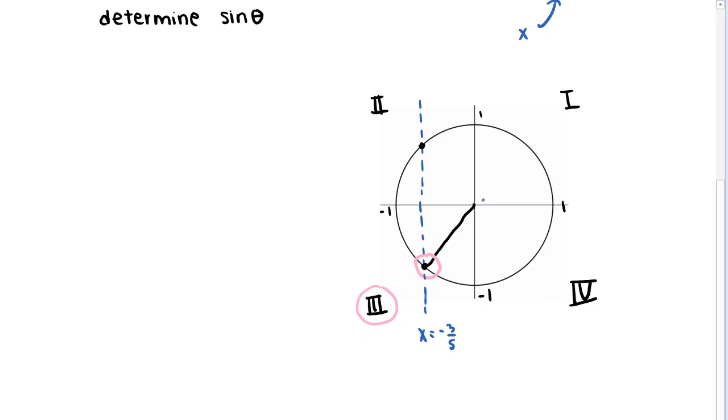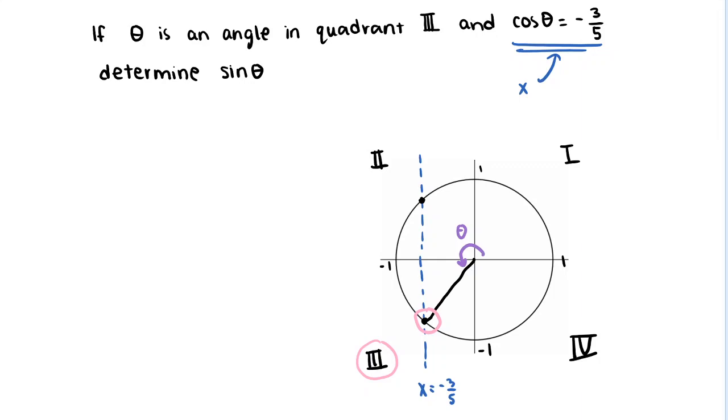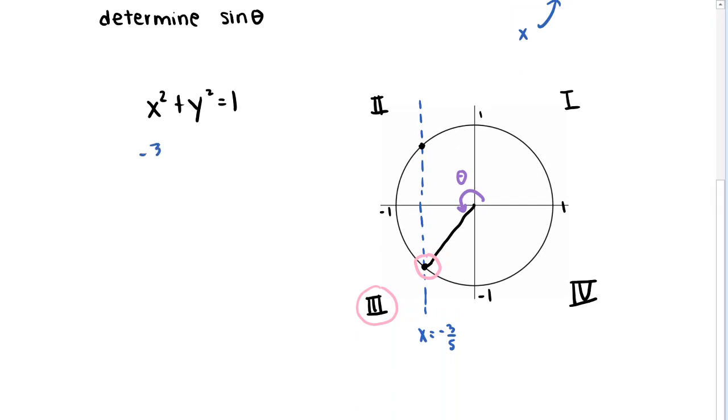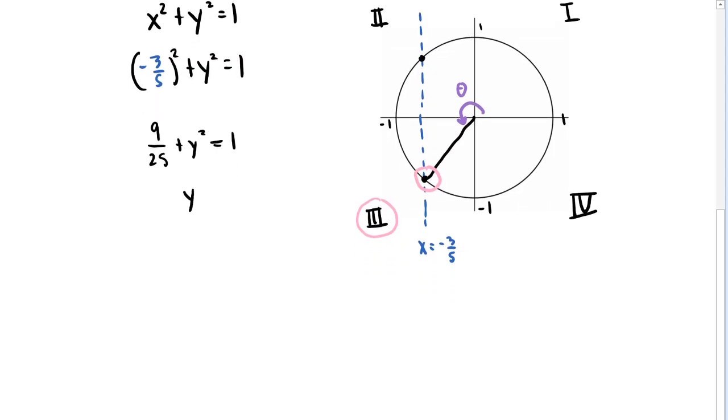So here, we don't know the angle. We actually don't even need to worry about the angle. We can compute sine of theta by recognizing that the equation of this circle is x squared plus y squared is equal to 1, and we know that the x coordinate of this point is negative 3 over 5, right? We can determine the y coordinate of the point from this equation. So I square negative 3 over 5, I get positive 9 over 25. Then I subtract away 9 over 25 from both sides.